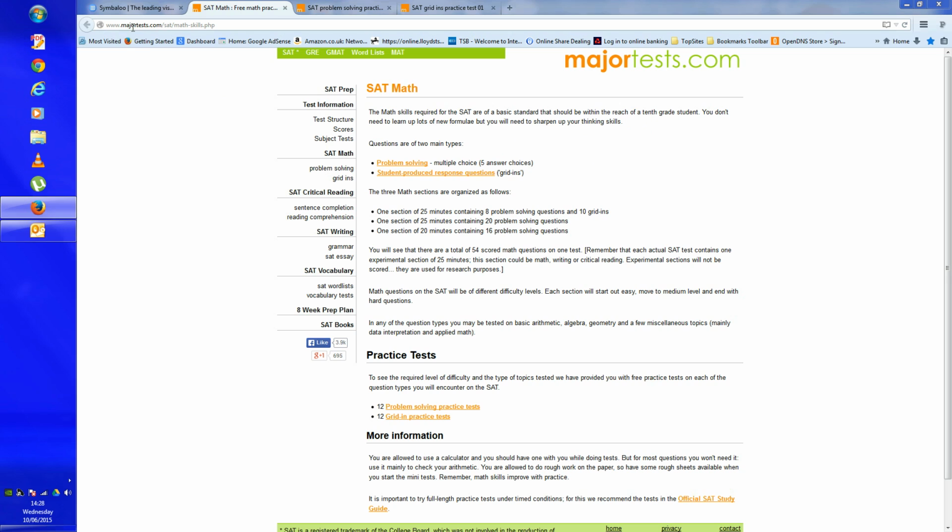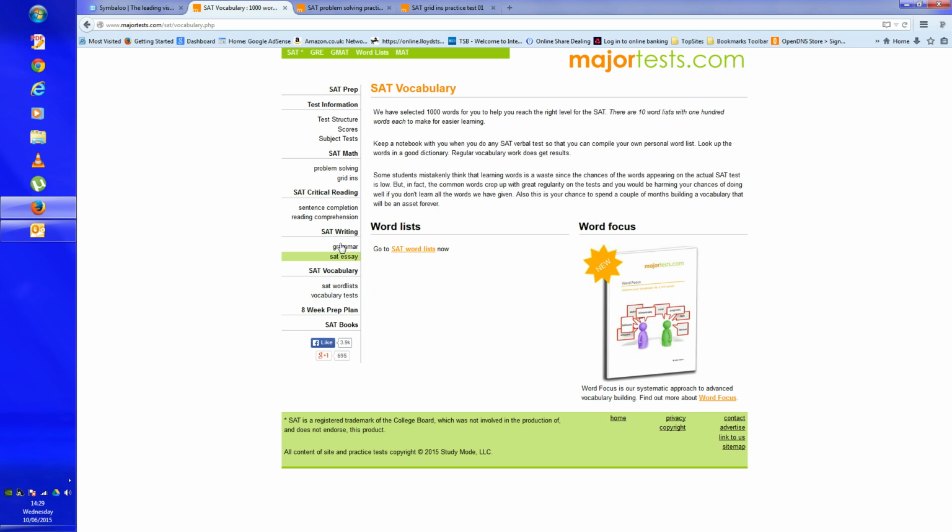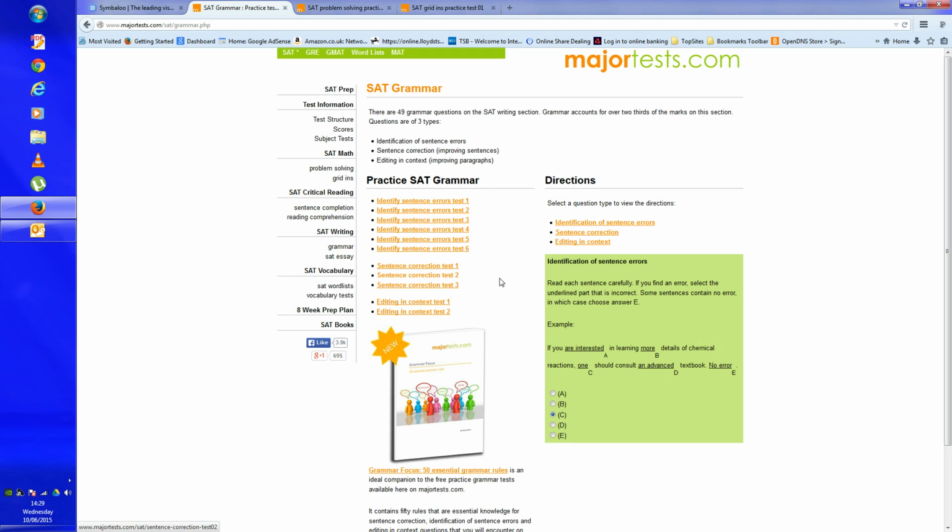So if you go to www.majortest.com/sat/math-skills.php, this will take you to the website itself. There's a lot of information there, not just math. You can also practice SATs writing, that's English essays, grammar, and all sorts, including vocabulary and SAT word lists. So you can try all these various different sections, and you'll basically learn what's expected of you at GCSE level.